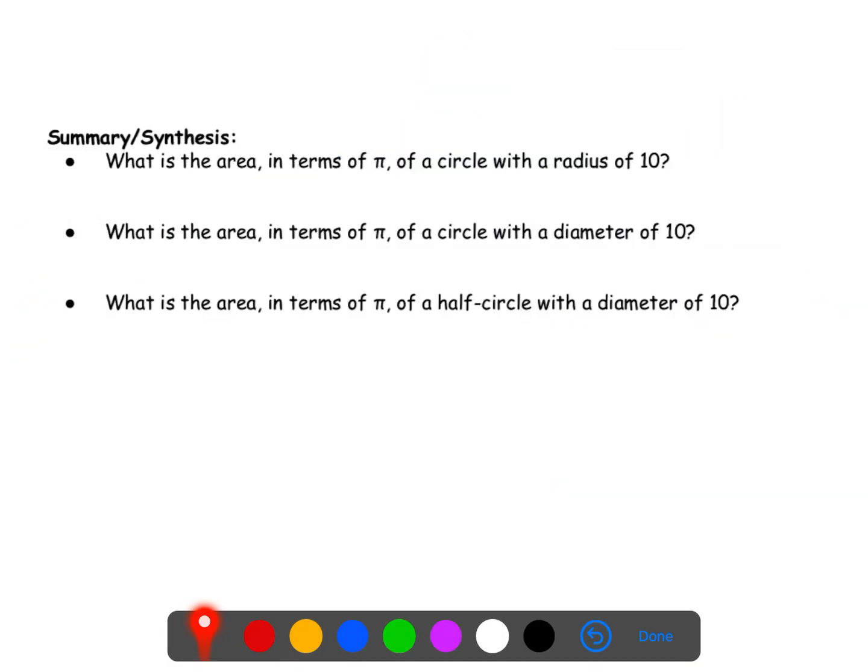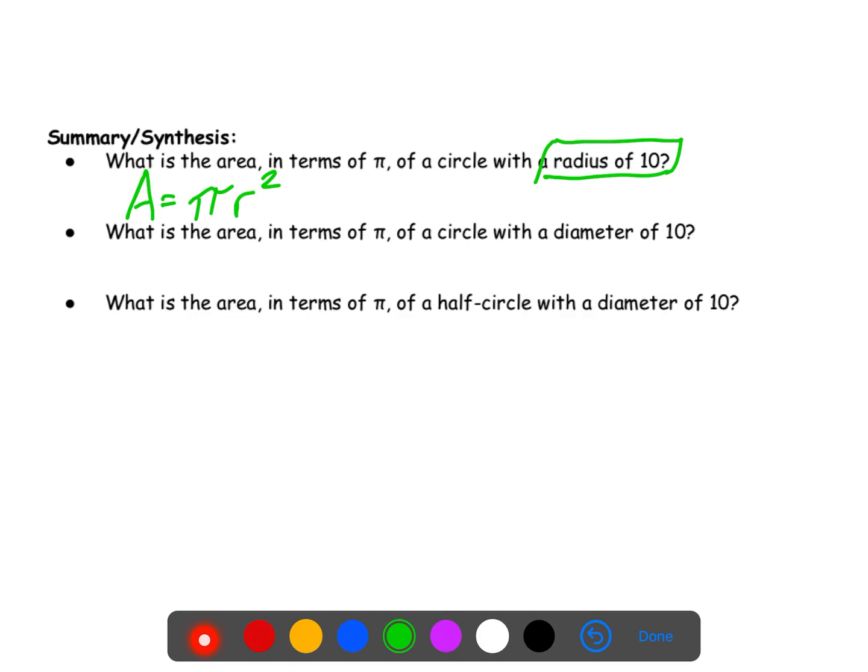All right, now let's look at our last bit here in the handout. So this is, again, kind of reviewing that in terms of pi idea. The first one asks, what is the area in terms of pi of a circle with a radius of 10? Now, because our formula for area is pi times radius squared, if I'm given the radius, there's nothing else I have to find about this circle except to answer the question, which is calculating the area.